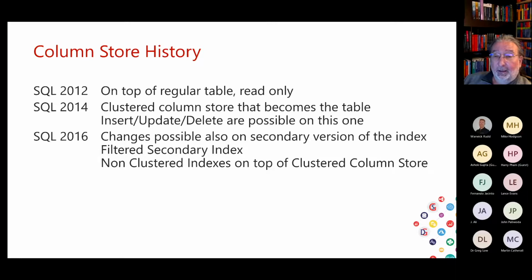2016 also added the secondary index. When you put it on top of a regular table, you could also add data there on the fly. You could have filtered secondary indexes where you put a where clause on the index, so not the whole table is indexed, but only the rows that match the filter criteria. And you could start building normal B-tree indexes on top of a clustered column store.